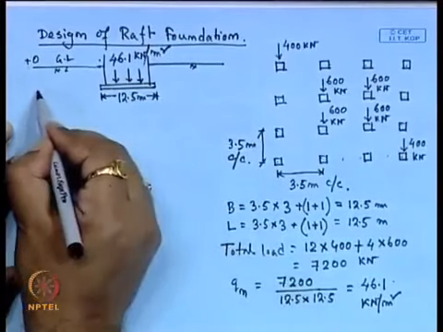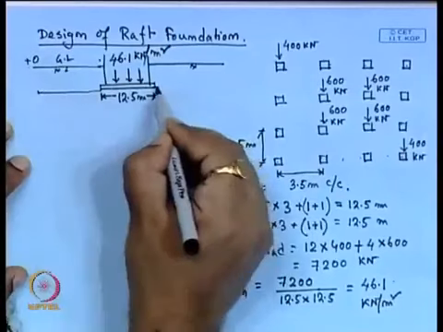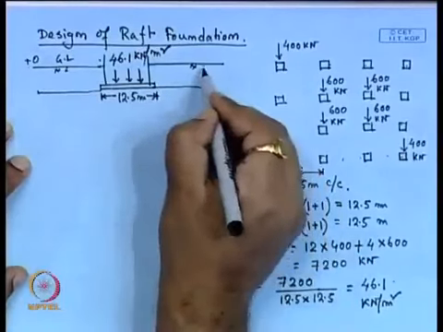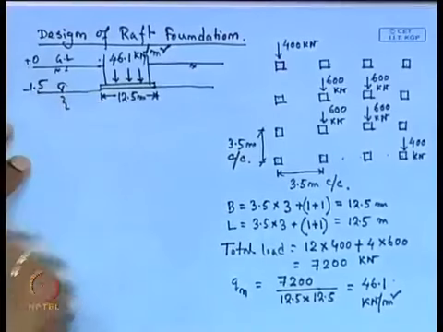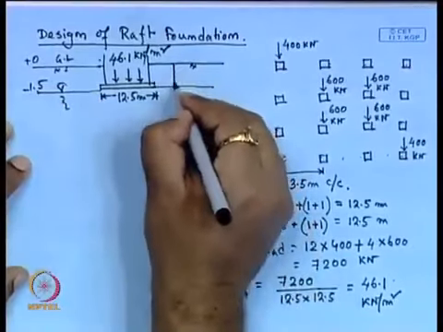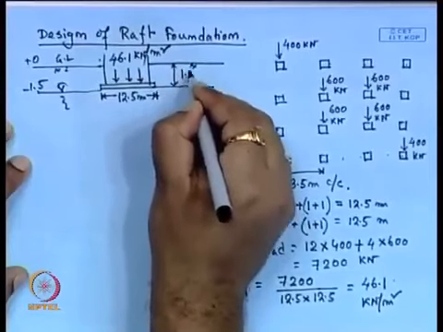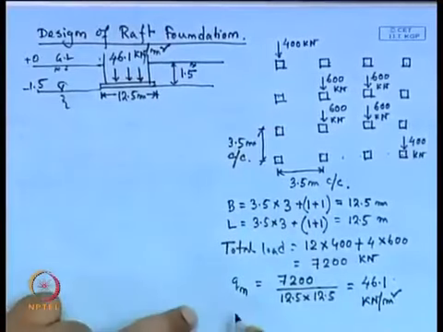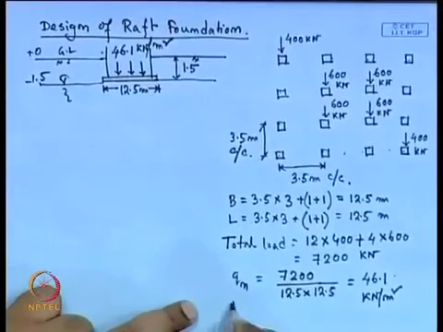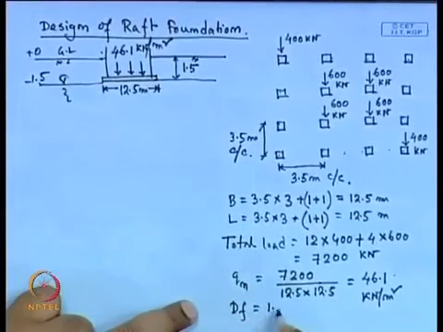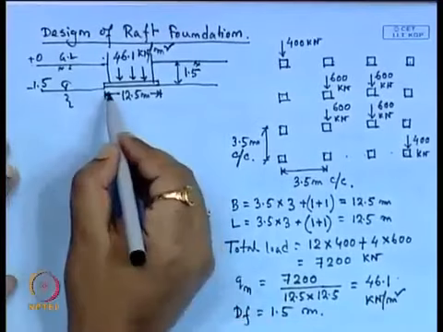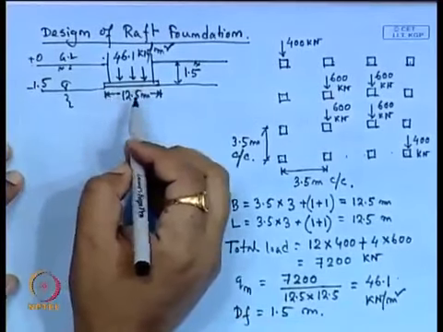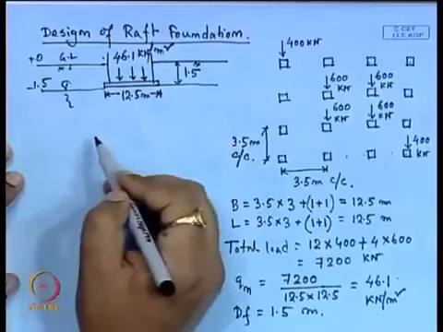And here the water table location is 1.5 meter below the ground, that is minus 1.5. So, we take the depth of foundation, Df, also as 1.5 meter. That means the depth of foundation is at the water table level, at 1.5 meter below the ground level.